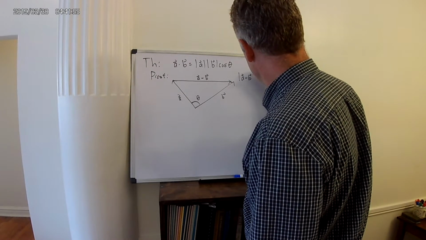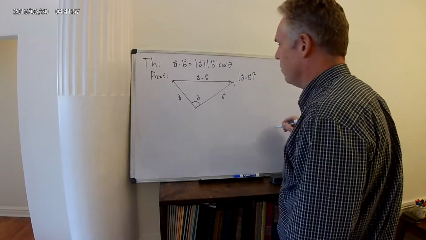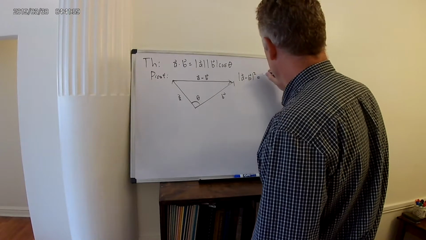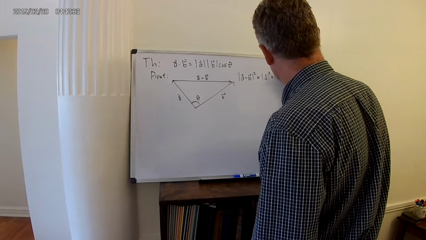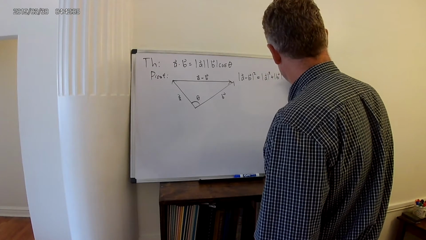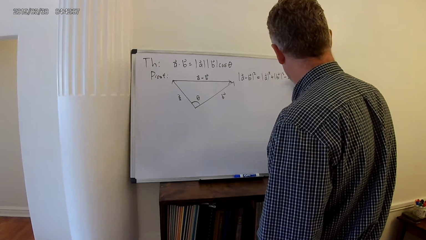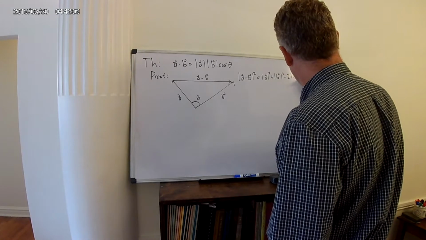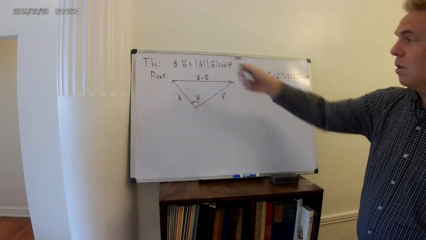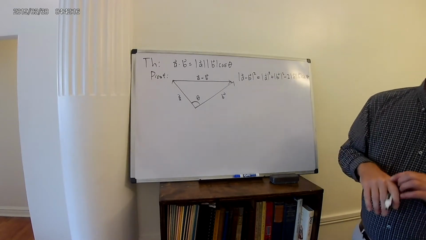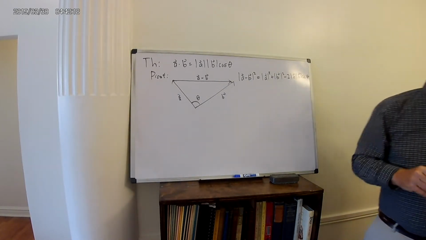The law of cosines says the magnitude of this vector, A minus B, squared is equal to the magnitude of A squared plus the magnitude of B squared minus 2 times the magnitude of A, I'm running out of room here, magnitude of B, cosine of theta between them. So this is how we would prove this theorem is true, but I'm not going to do the proof right here in the interest of time.